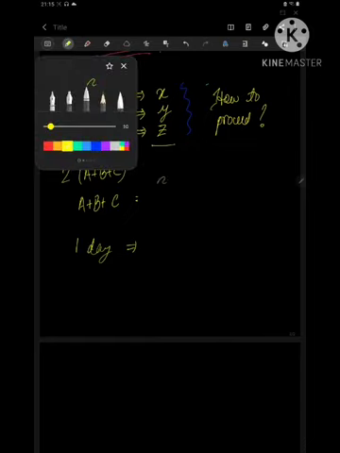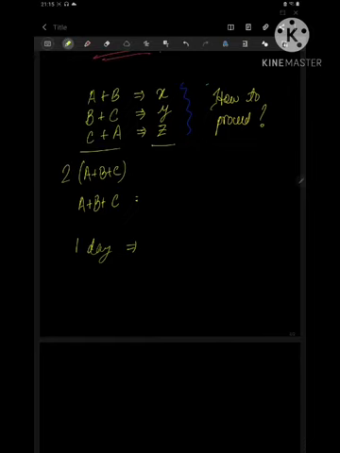So as I said, it is always based on how much work is done in one day. So in one day, A plus B will do 1 by x, B plus C will do 1 by y, and C plus A will do 1 by z. So now 2(A plus B plus C) is 1 by x plus 1 by y plus 1 by z.